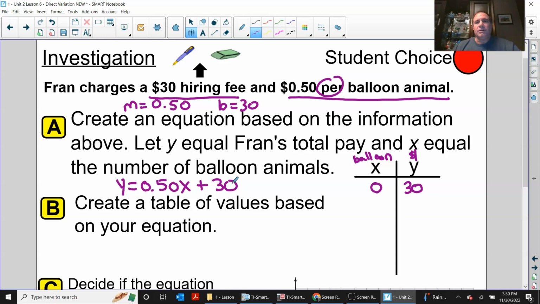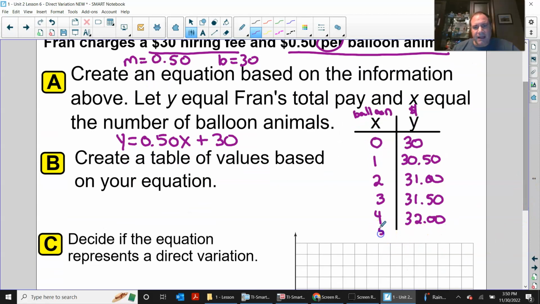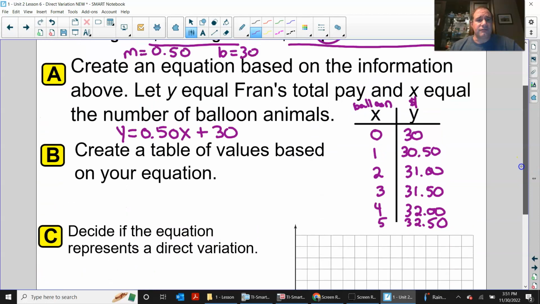So if Fran makes 1 balloon animal, she gets paid another 50 cents, so it's $30.50. If she makes 2, she gets paid $31. If she makes 3, she gets paid 50 more cents. If she makes 4, she makes $32. If she makes 5, she gets paid $32.50. I'm going to stop there. You get the idea. So decide if this equation represents a direct variation.